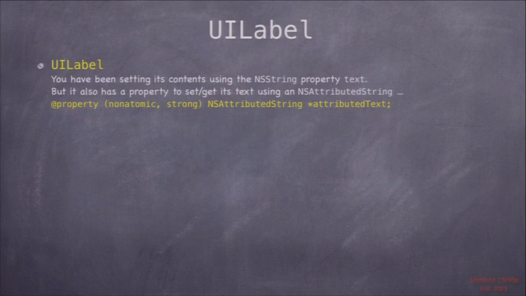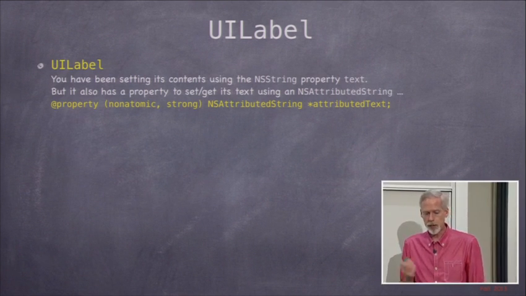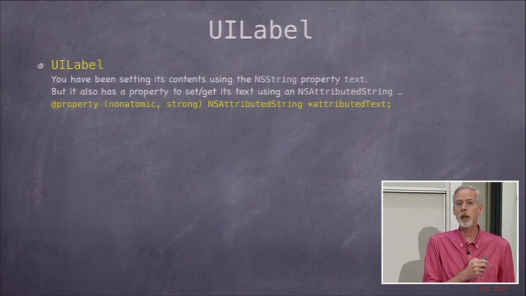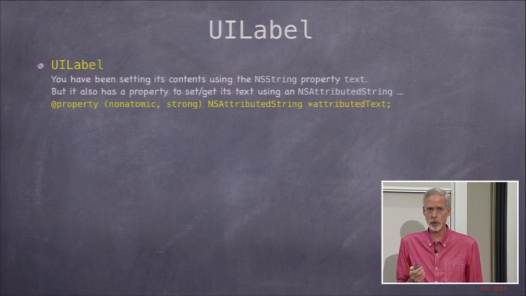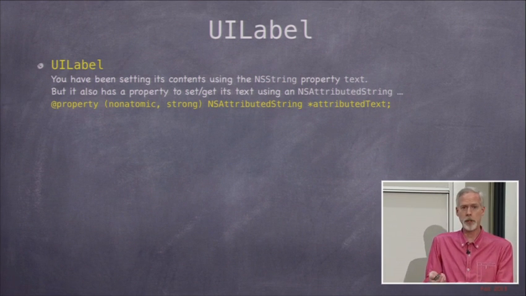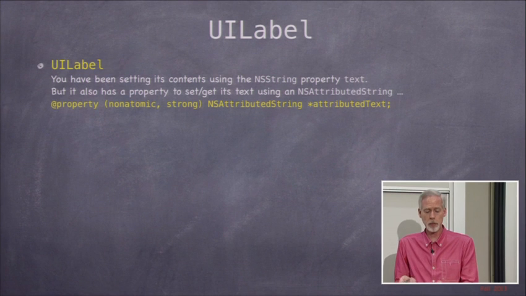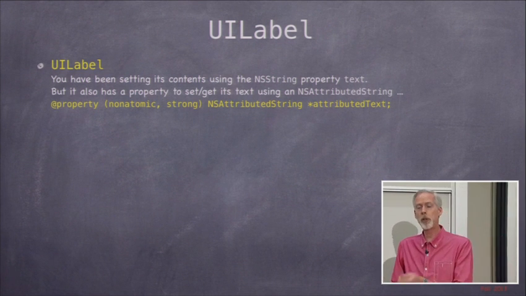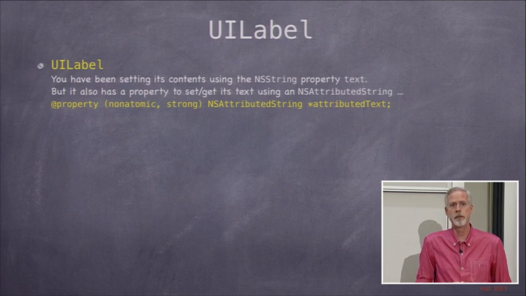UI label has a property. It's an NS attributed string called attributed text. It's just like the text property, which is an NS string, which you've already used in this class, like the score label and the flips label. We set the text property. So there's an attributed text property, and you just set that property to be an NS attributed string instead of an NS string. And that's it.